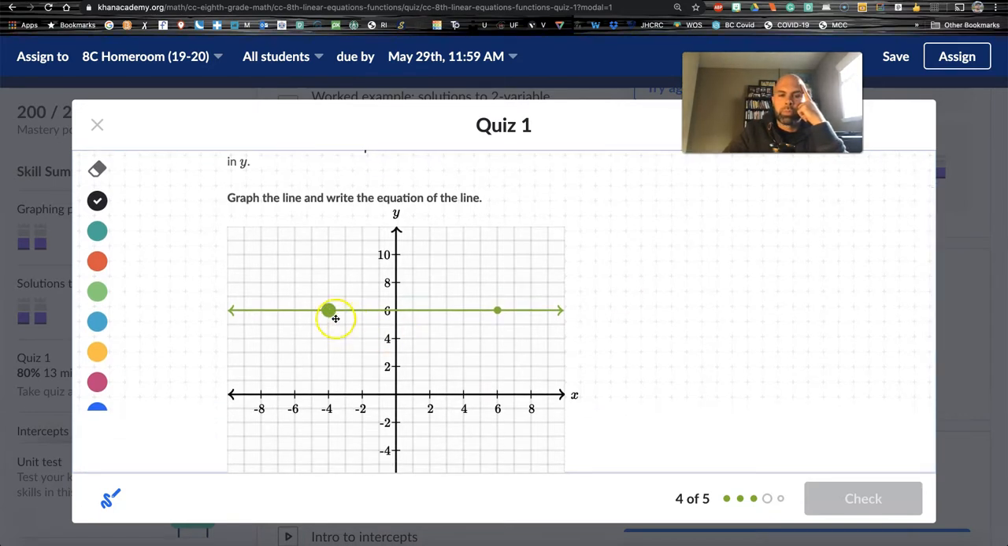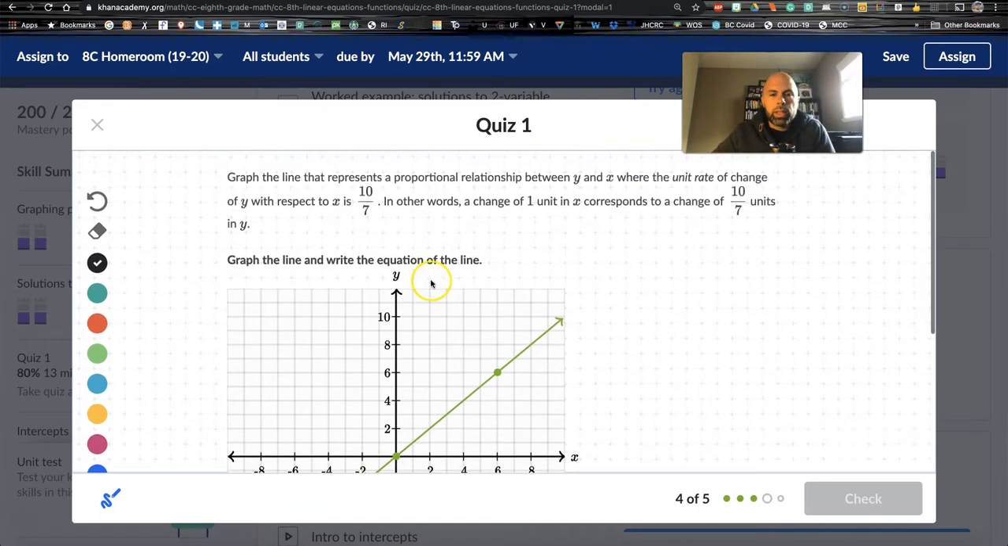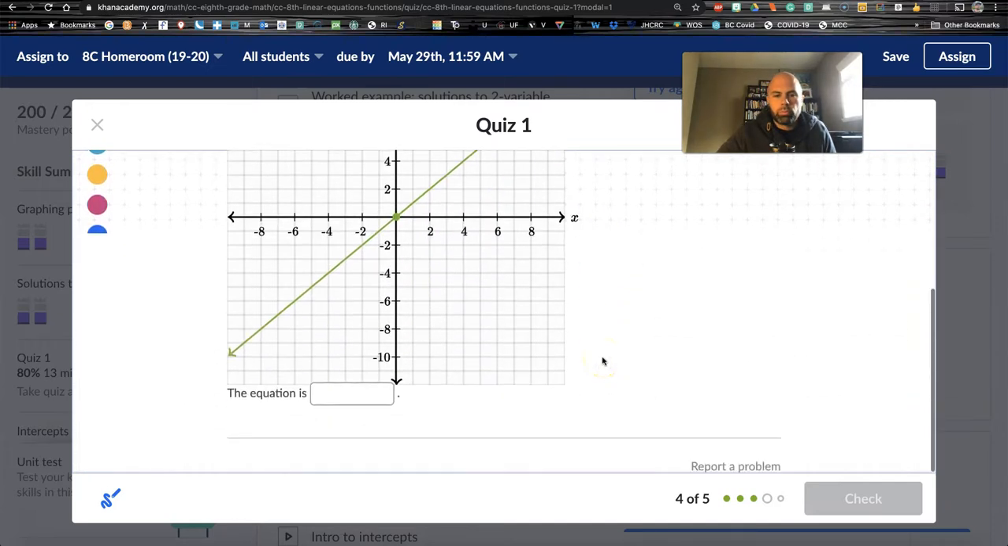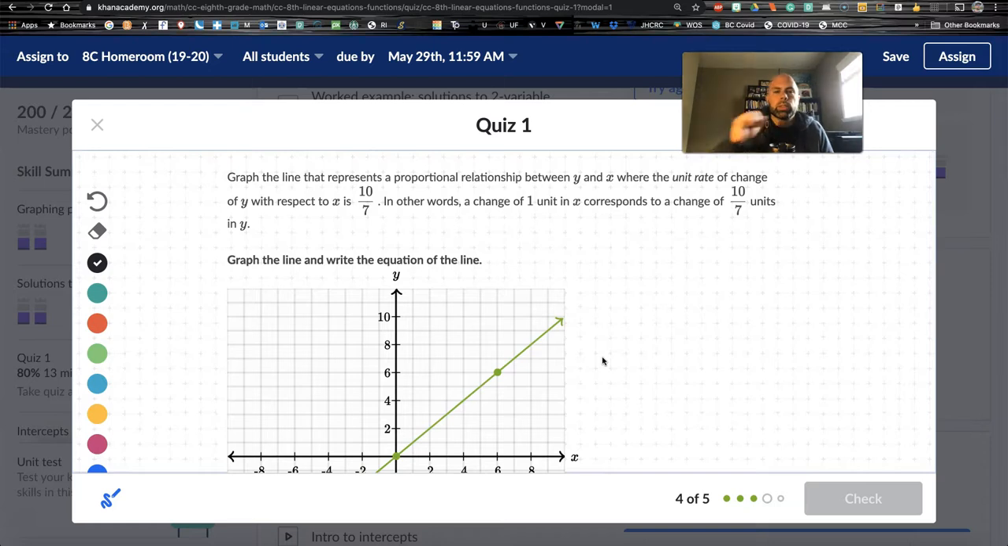Okay, no problem. So I always put the first dot at 0, 0. And then we're told that one unit change in x corresponds to a change of 10/7. So how do we do 10/7? I will suggest the equation.